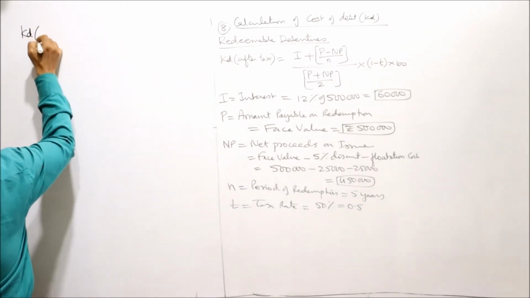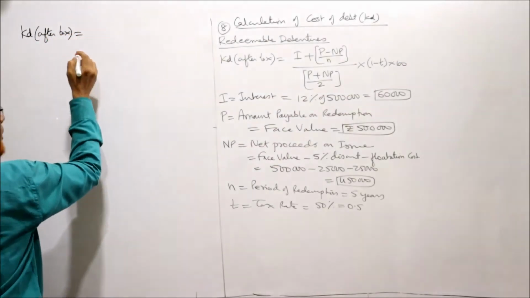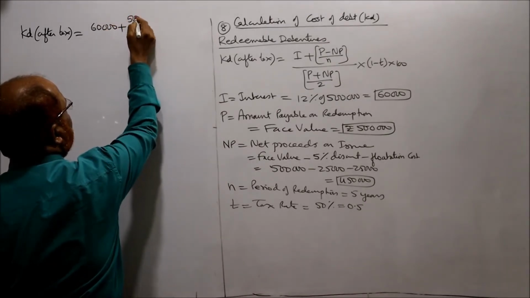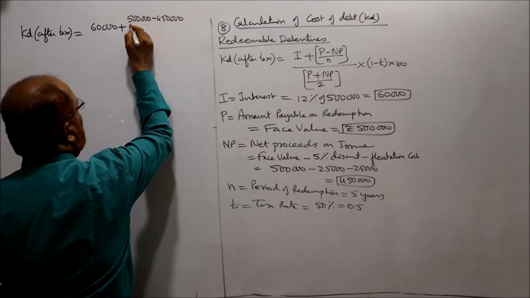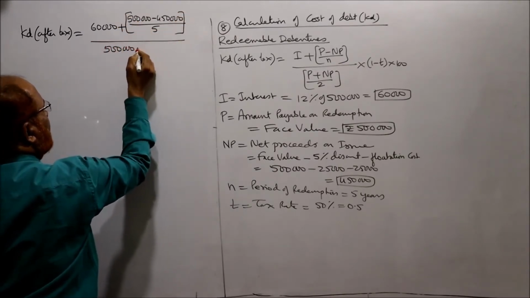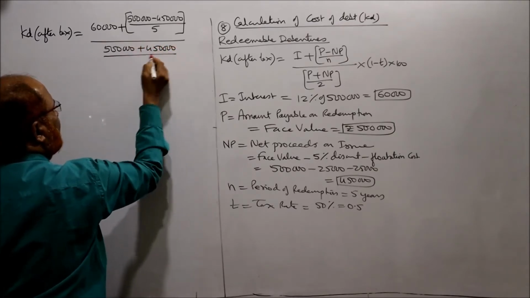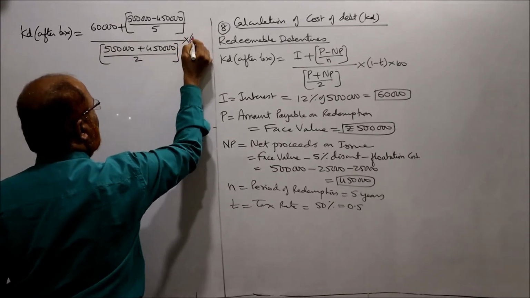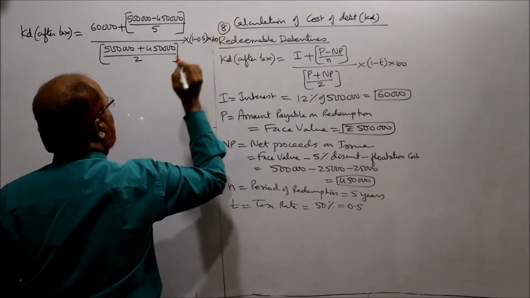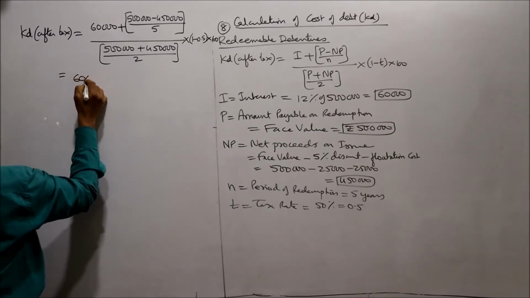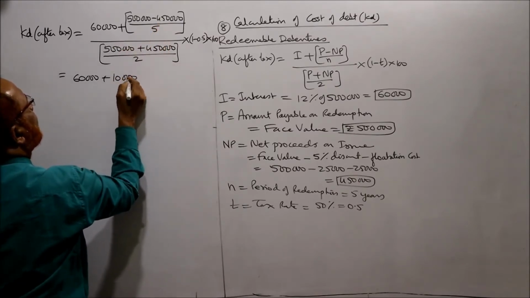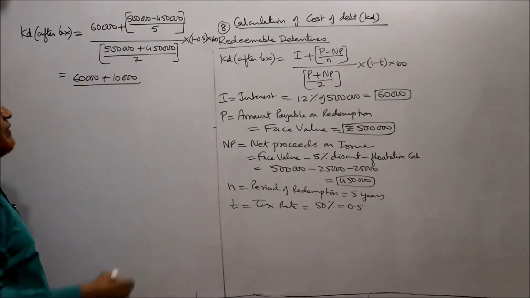So KD after tax is equal to I, 60,000, plus P minus NP. P is 5 lakh minus 4,50,000, divided by 5. Whole divided by 5 lakh plus 4,50,000, divided by 2, into 1 minus 0.5, into 100. So that comes to 60,000 plus 5 lakh minus 4,50,000 is 50,000. 50,000 divided by 5 is 10,000. Divided by 5 lakh plus 4,50,000, which is 9,50,000, divided by 2.